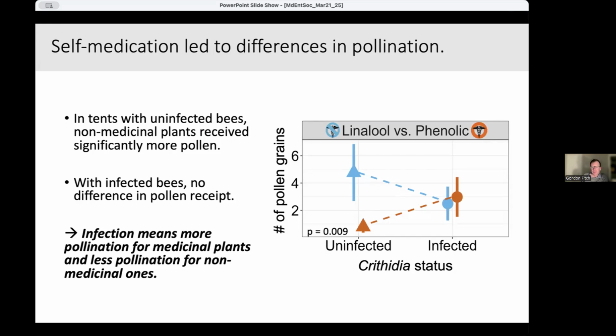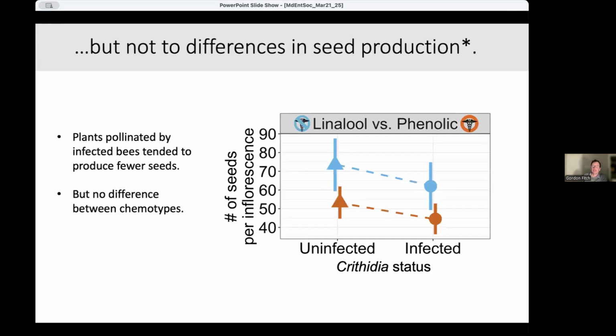So very cool stuff. Then we were kind of bummed, after waiting a couple more weeks and collecting these flower heads once they had produced seeds, to find that we had no effect of infection on which chemotype did better. We see that infection tends to make it so that plants produce fewer seeds, which maybe makes sense given what I've told you about how infection reduces their ability to forage.